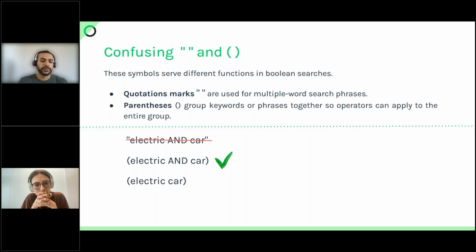Electric car between parentheses will be interpreted as two keywords without a defined operator. So here the tool will imply an AND between electric and car, but it will not return mentions containing electric car with the two words side by side. Instead, you should enclose the phrase in between quotation marks so that the tool searches for the exact phrase "electric car", where the two words must appear together in that order.